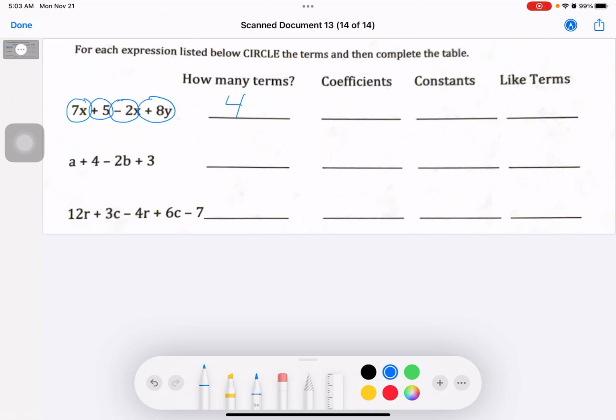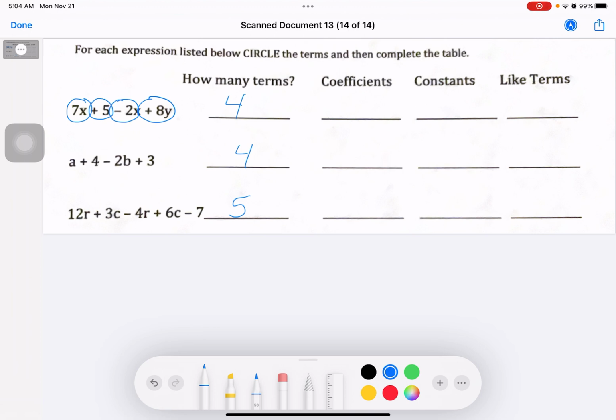How many terms are in the next expression? If you said 4 again, you'd be correct. And in the final one, how many terms? This one has 5.